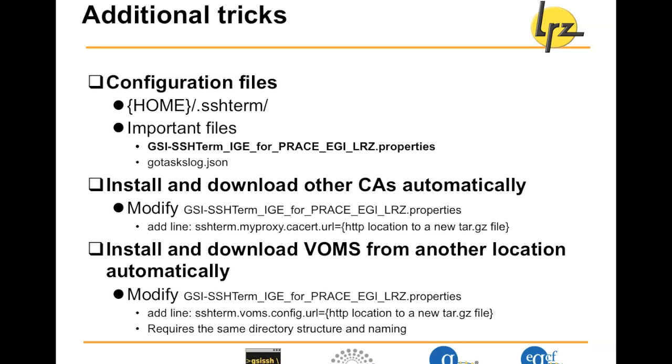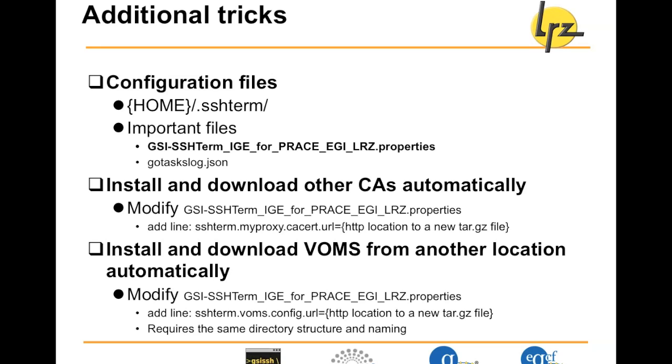And you are allowed to configure the install and download CAs option automatically by choosing another CA. So if you have your own personal CA and you still want to use GSI-SSHTerm, you can still do so. You have to modify the .properties file I mentioned earlier and add the following line: sshterm.myproxy.ca.cert.url to another tar.gz location. But it has to be HTTP, of course.